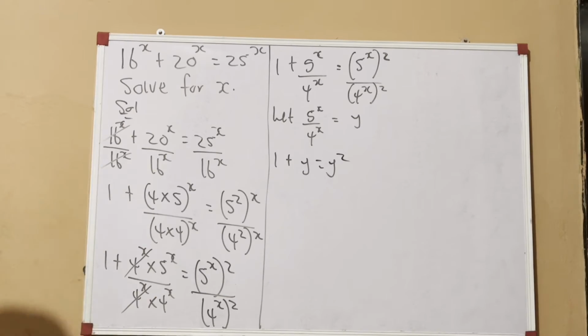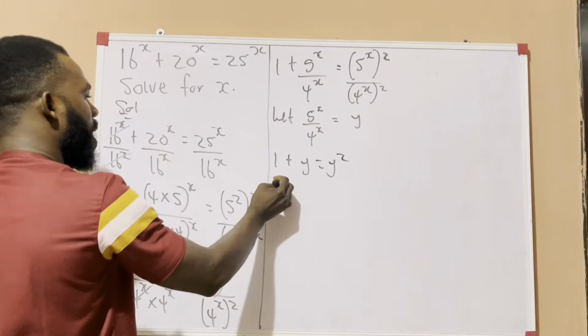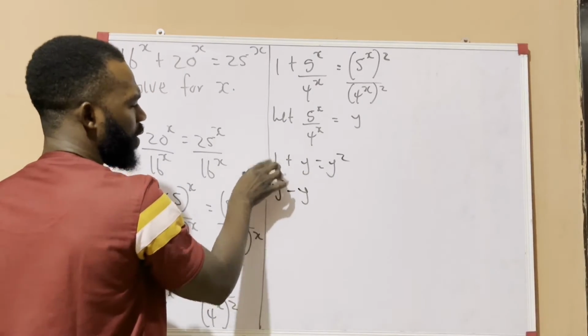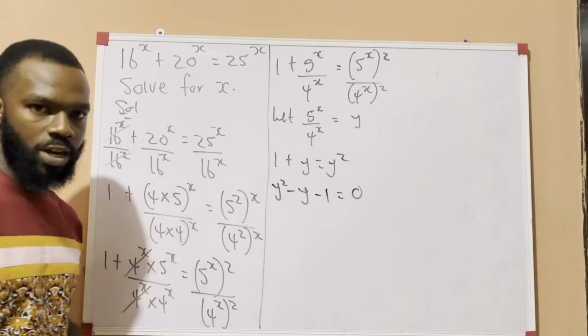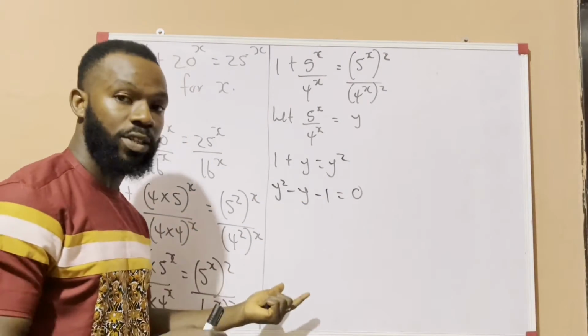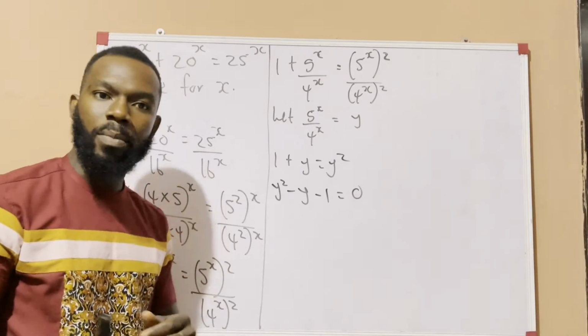Okay, now from this place, let us equate all to 0. So it becomes y squared, if plus y crosses, it becomes minus y. And if plus 1 crosses, it becomes minus 1, all equal to 0. Now, from this point, there is no way we can apply the factorization method of quadratic equation to solve this. So let us apply the formula method, okay?